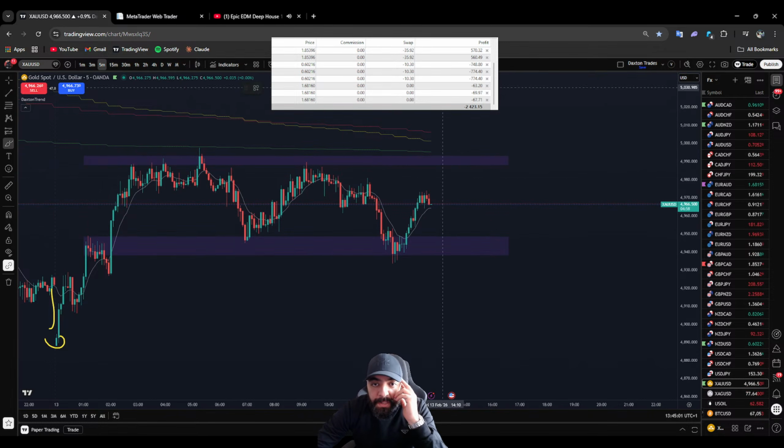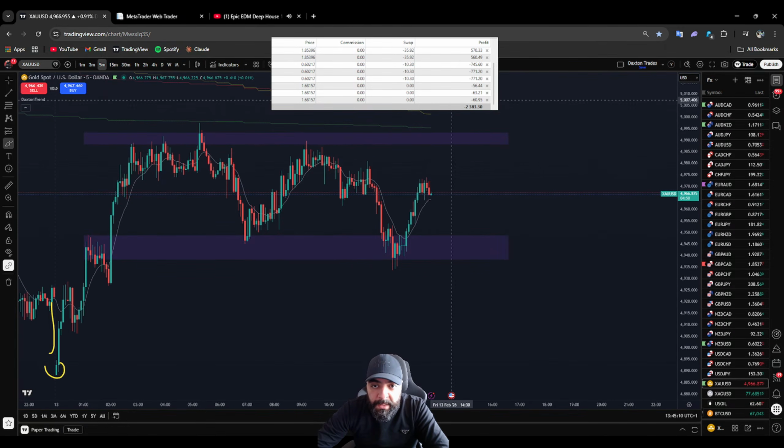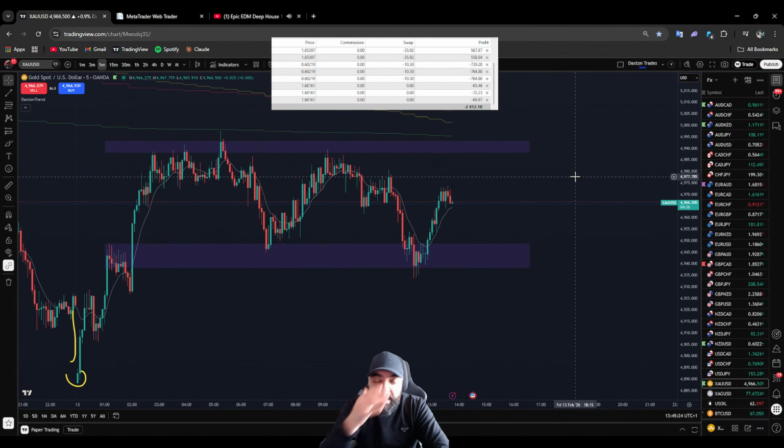But since the price is above the EMA, I cannot sell. No, I need to see it reject this EMA to buy, or break this EMA and do a small retest to sell. Simple as that. Trading doesn't need to be too complicated.